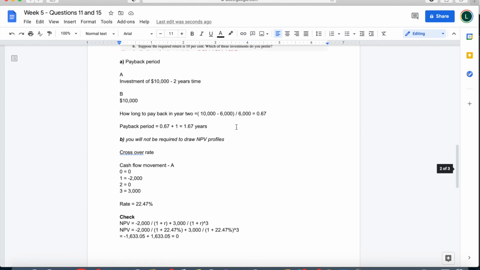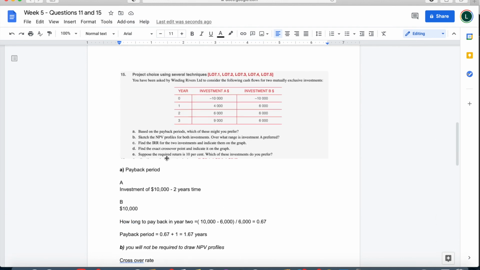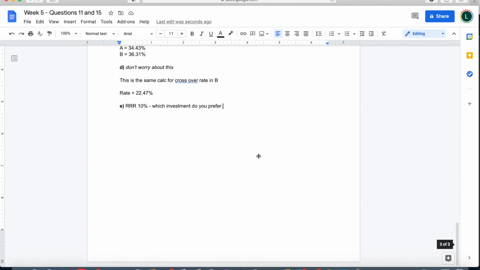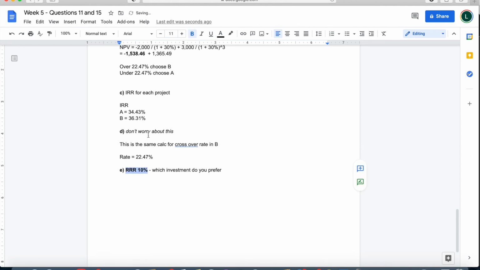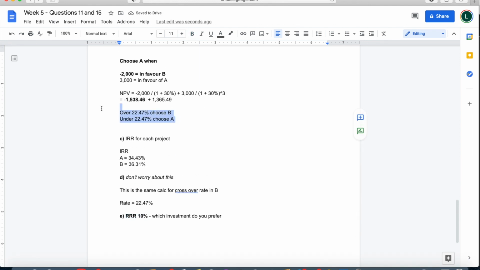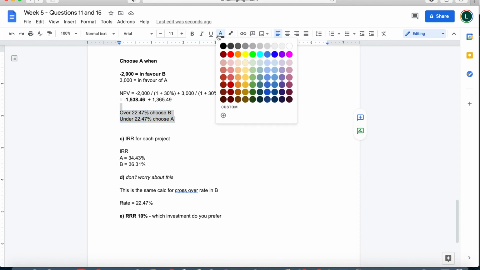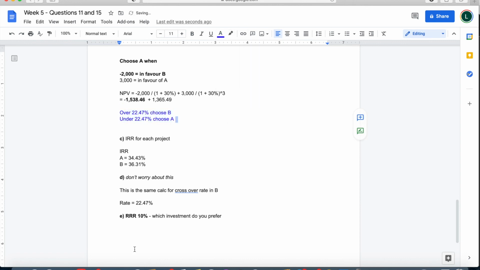Okay, then number E. Suppose you have a required rate of return of 10%. Which investment do you prefer? So our required rate of return is 10%. Let's go back up to this section here. Just make that nice and blue. 10%, it's less than 22, so we're going to choose A. Simple, choose A, as it is under the crossover rate of 22.47%.